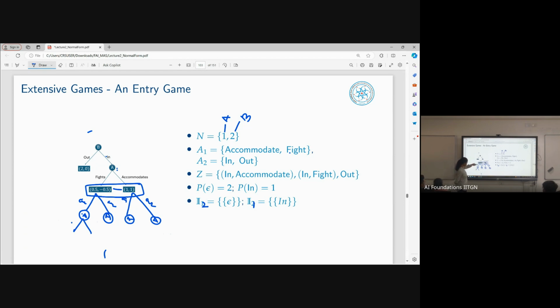A sub-history is the path from the root to any particular node, reaching down to the leaf nodes. The path is also stored in the information set. Yes, so it will be part of the information set. So for every information set, you will have to define a particular action that the player has to take.